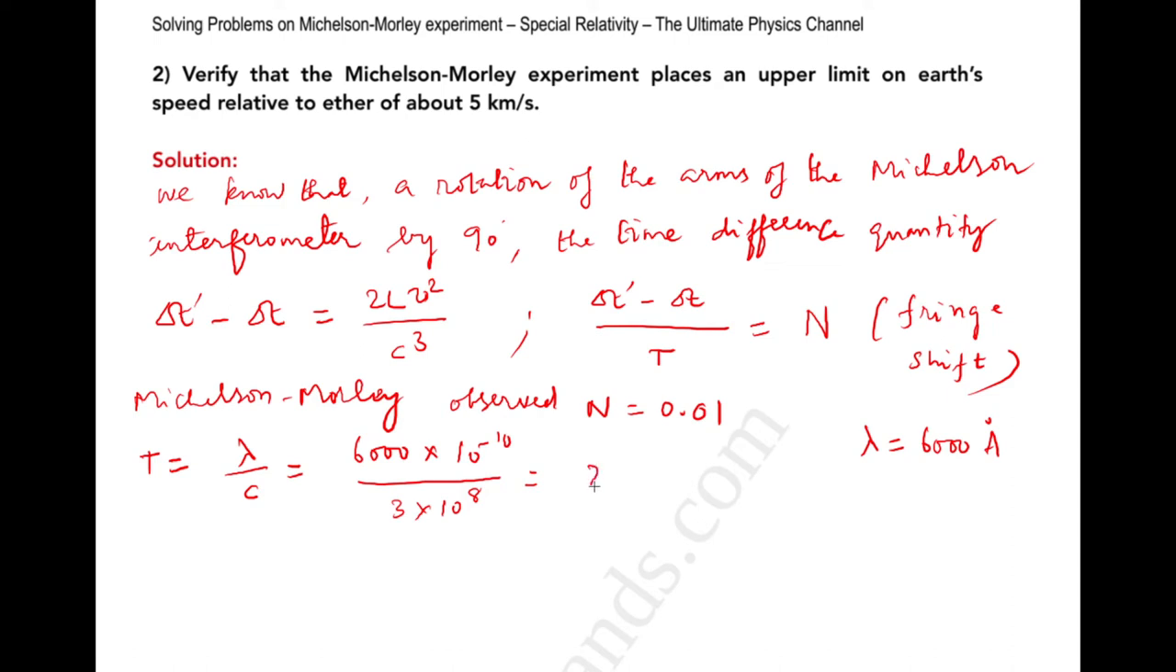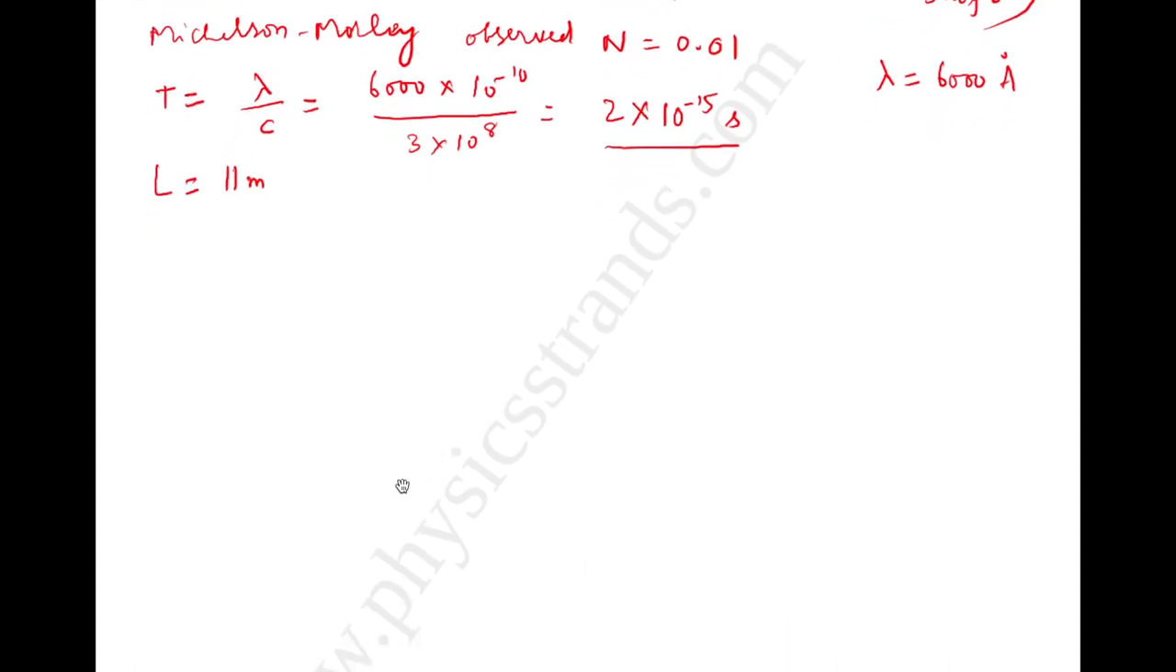Now here you get 2 into 10 power minus 7 over 3 into 10 power 8, so it is 2 into 10 power minus 7 minus 8, which is 10 power minus 15 seconds. That is the time period T for the wave. Now the distance between the arms, capital L, for the Michelson-Morley experiment was 11 meters. Finally, when they improved the experiment, they could achieve a distance of 11 meters, to improve the accuracy.